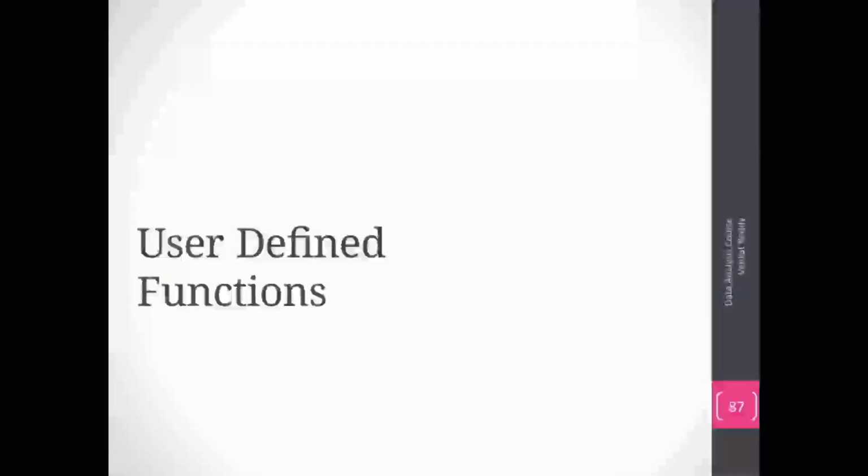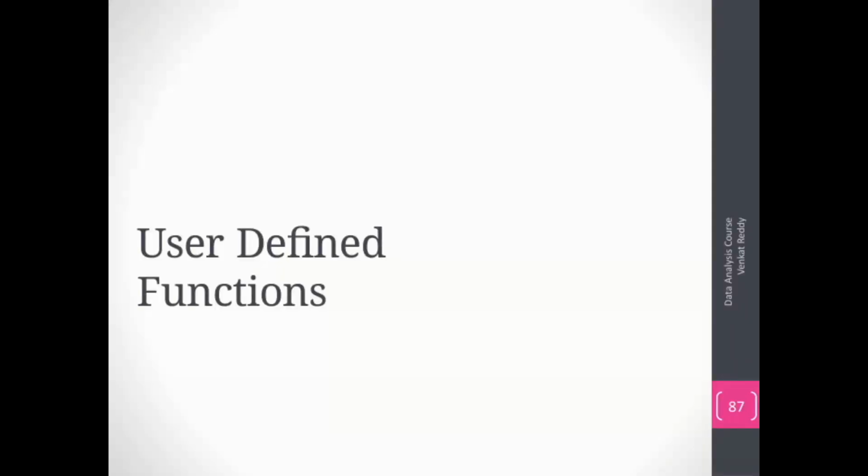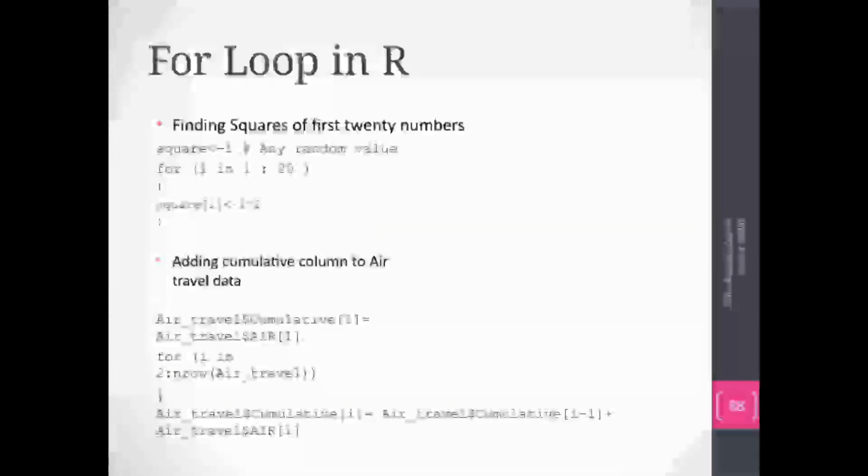Next, we'll see how to add a cumulative sum column to a dataset, specifically the air travel data. We start by setting the first value of the cumulative column to be equal to the first air value. Then, using a for loop, we add each subsequent air value to the previous cumulative total. This process helps us understand cumulative totals over a series.